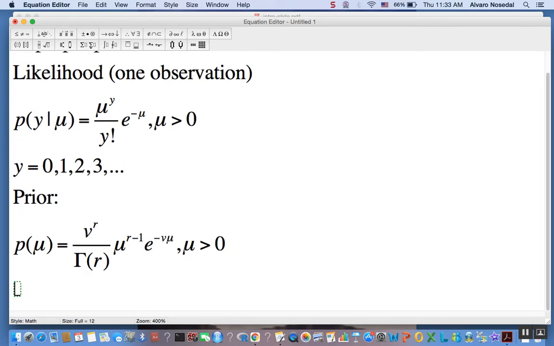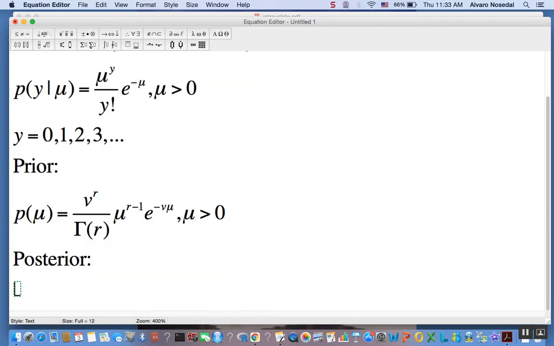Okay, and then we know that it's going to work, right? We already know that it's going to work for Poisson likelihoods, and we already know that the posterior will also be a member of the gamma distribution family, right? That's why we say that the gamma prior is a conjugate prior, because the posterior belongs to the same family.